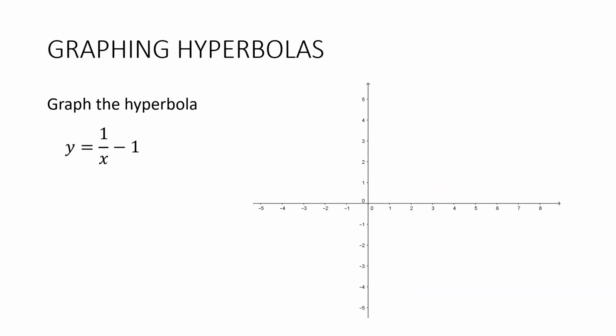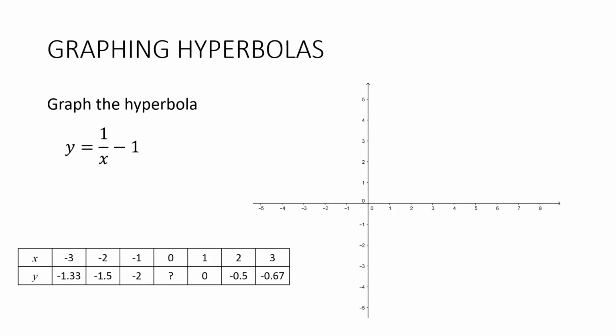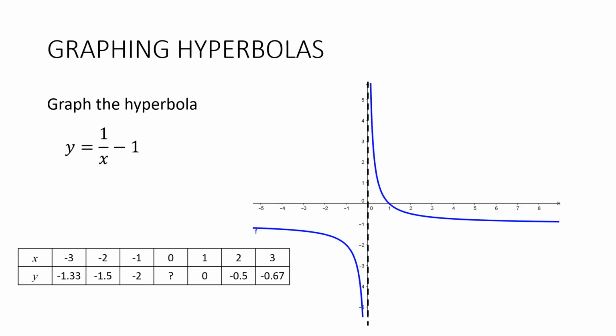Here's another one. y is equal to 1 on x, take away 1. So table of values. This time the problem occurs when x is equal to 0. 1 divided by 0 doesn't exist. So that's our asymptote. Plotting the points, we get this. We can see that the other asymptote, the horizontal one, is going to occur at y is equal to -1.